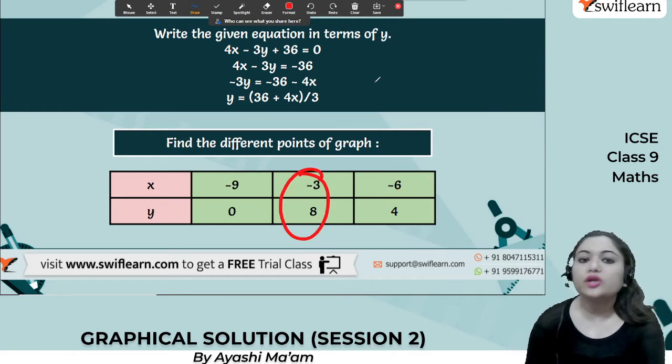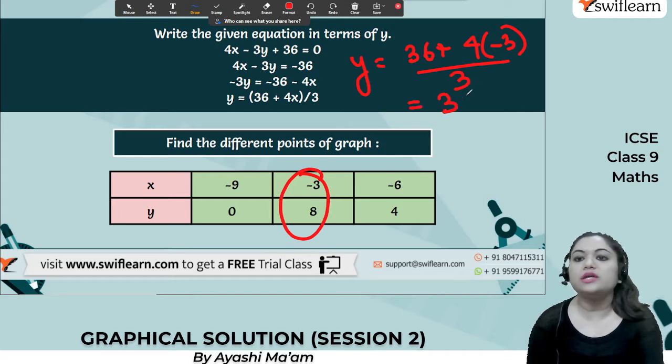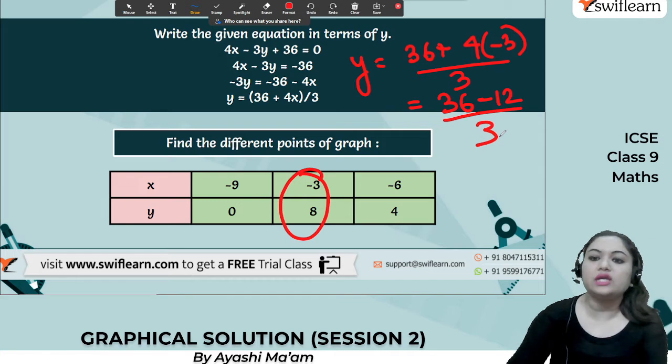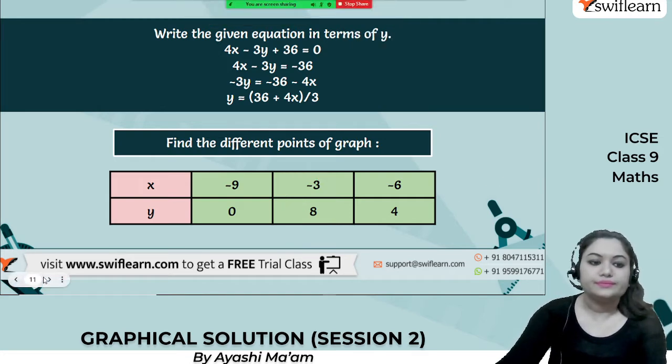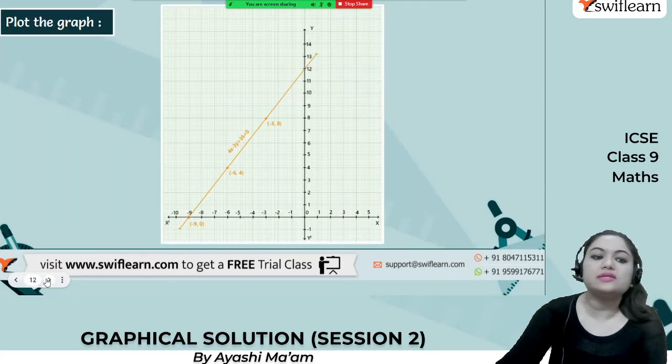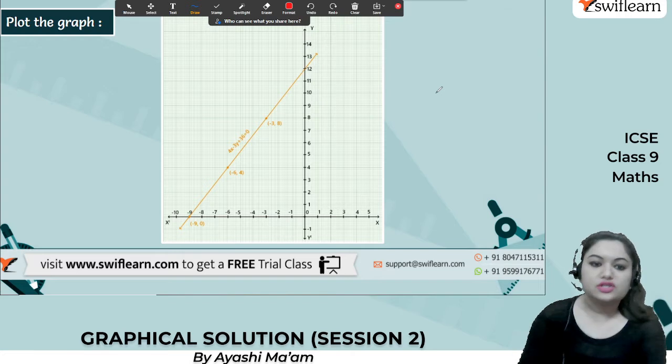For the second point also, we are doing the same thing. So y equals 36 plus 4 into minus 3, divided by 3. That means 36 minus 12 divided by 3, right? That's all you need to do. So you will get 24 divided by 3, and it's going to give you 8. Simple. I have explained this a lot of times. Now they have plotted all the points. Just look over here.